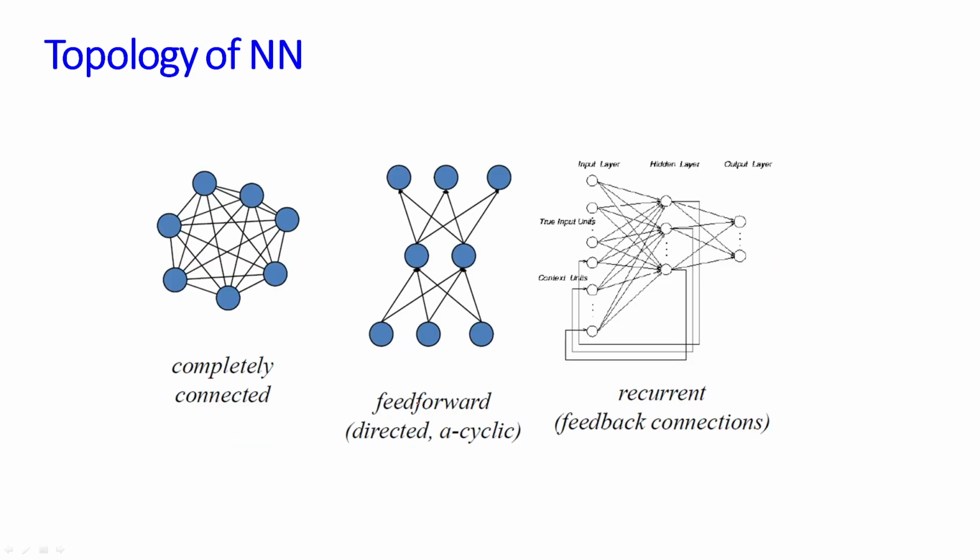The last thing I will talk about is the topology of neural networks. You can have different topologies like completely connected, you can see here this is completely connected, meaning everything is connected to everything. You can also have feed forward, acyclic. You can see that this is a feed forward like this. And you can also have recurrent, with feedback connections, which are more common. These feedback connections are more common in the literature.